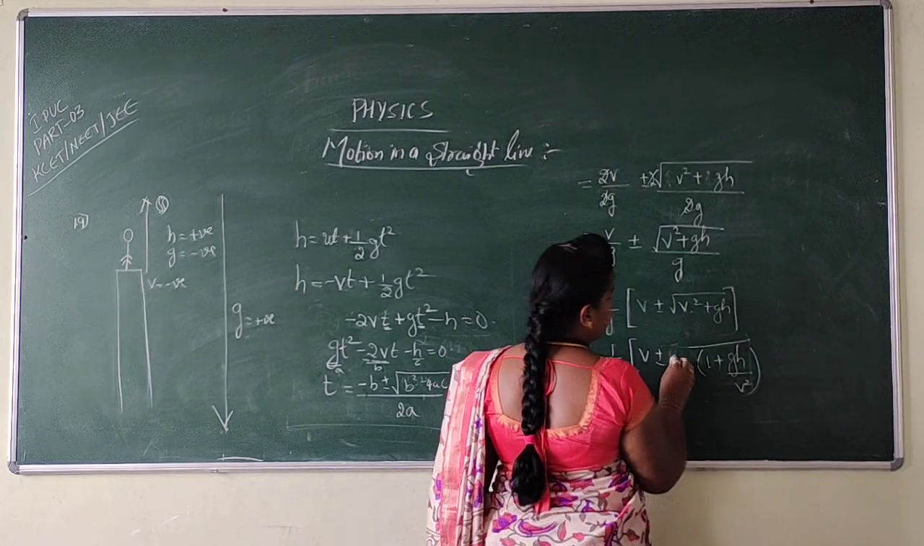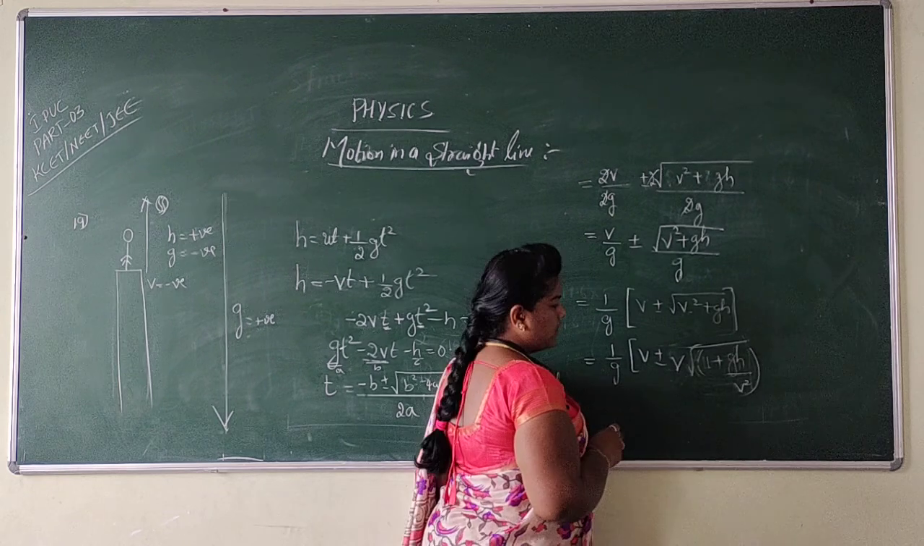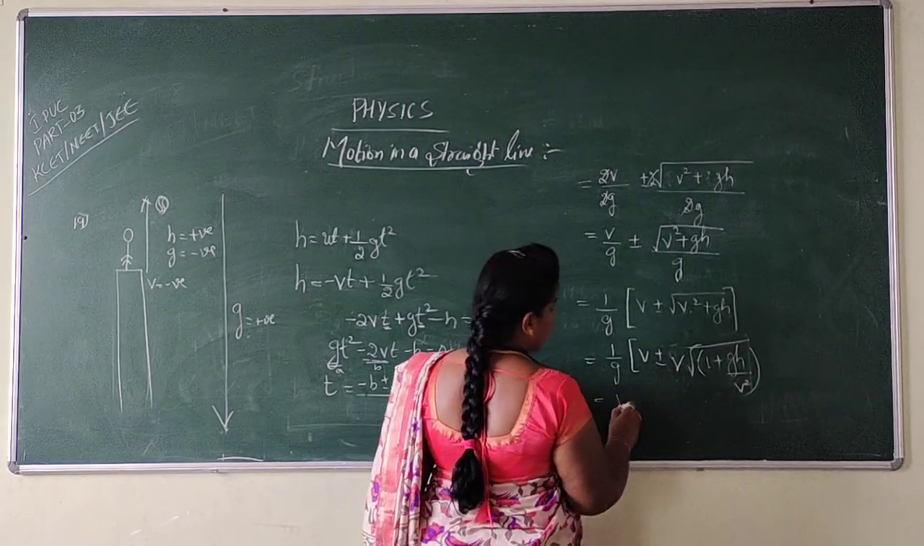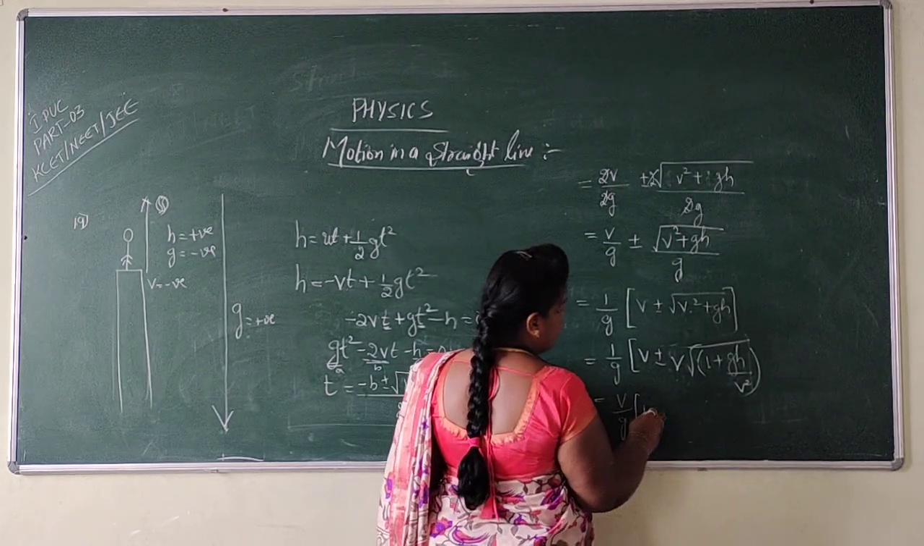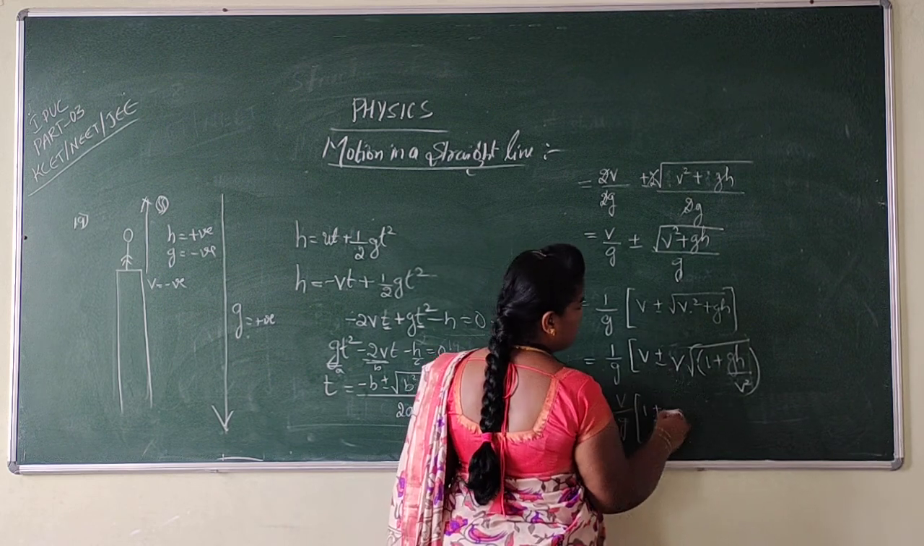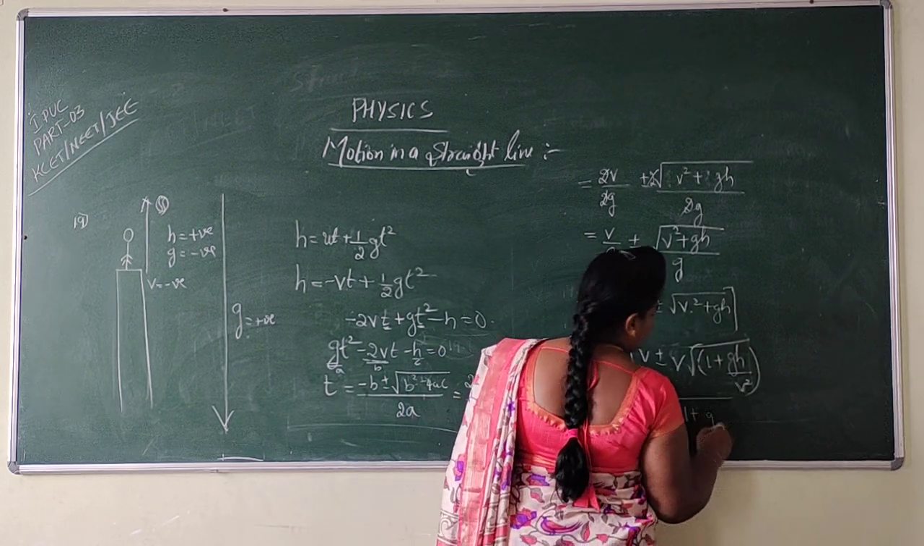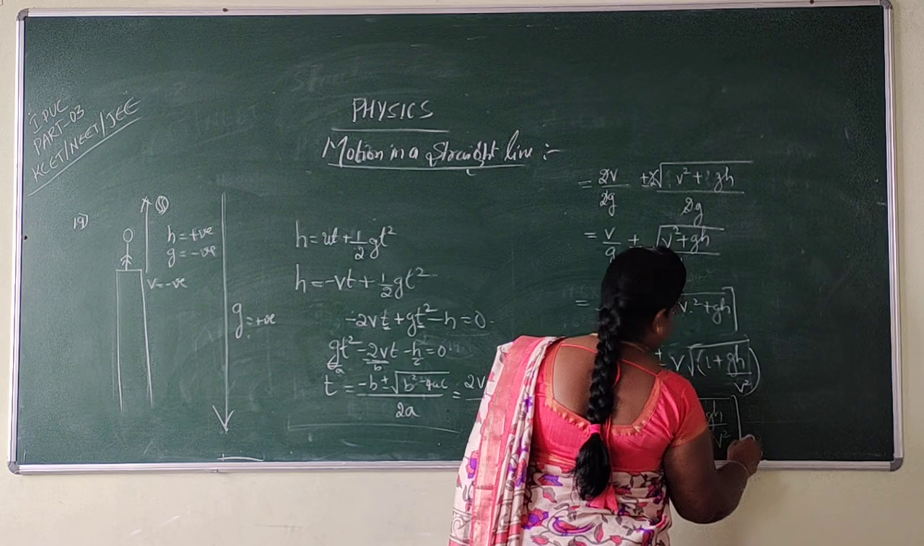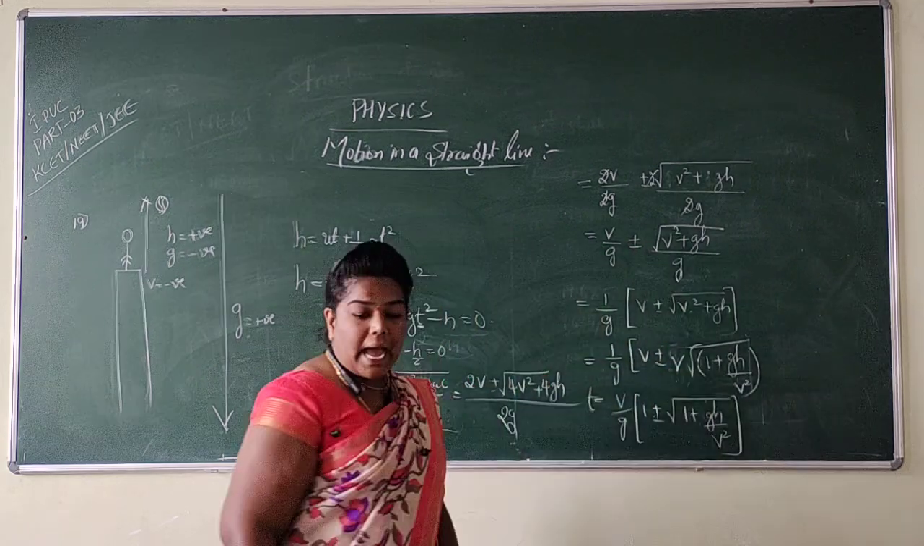So what I will do is write v, right? So here v is common. So when v comes outside, we get v by g into 1 plus or minus, and here also v comes outside, square root of 1 plus gh by v square. So this is the time required.